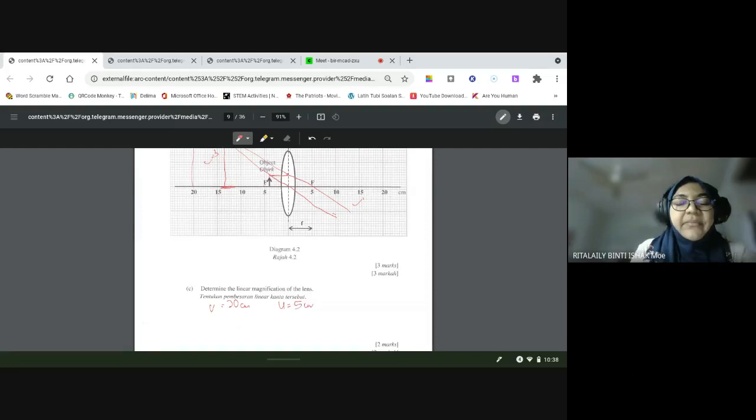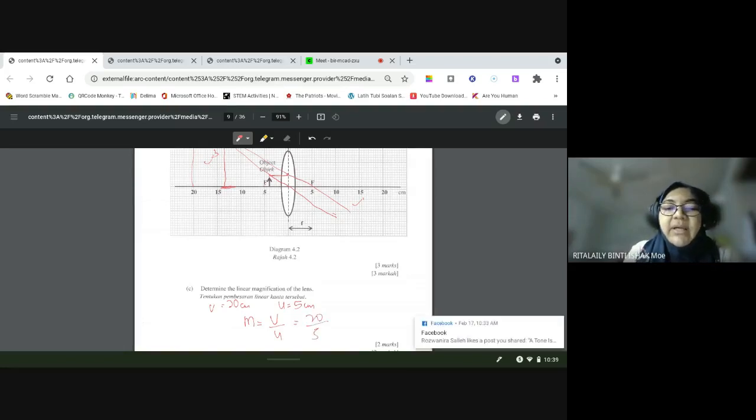So, kita boleh guna magnification is image distance divided by object distance. So, 20 bahagi dengan 5 dapat 4. So, that is the magnification.